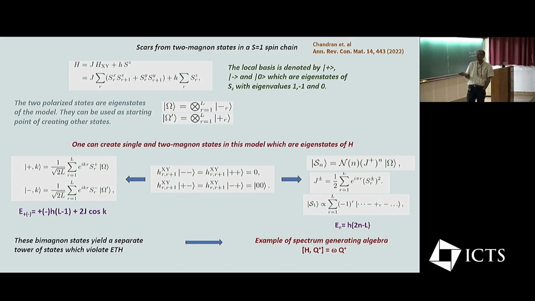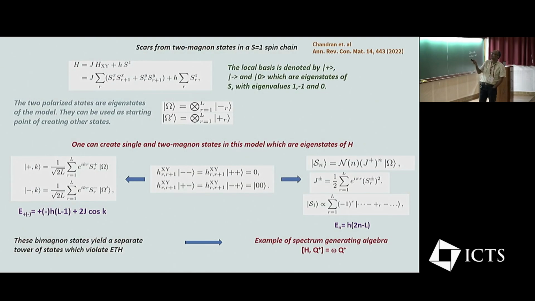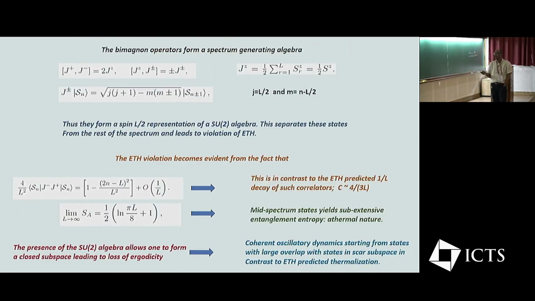these bi-magnon states form a separate tower of states, and the reason it violates ETH can be understood in the following manner: suppose you take these states and you take these operators, you'll find that they form an SU(2) algebra, that is, they form a spin L/2 representation of an SU(2) algebra. And therefore there is an emergent SU(2) symmetry out here, and this symmetry does not allow the states to hybridize with other thermal states in the system. And this leads to completely different values of correlators and entanglement, so there are some answers out here, and more is given by this review article by Anushya, Vedika and others. So essentially, once you are inside this subspace, there is coherent oscillatory dynamics and not the standard ETH-based thermalization that you see.